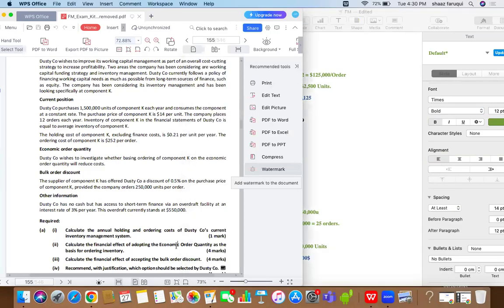Calculate the financial effect of adopting the EOQ as the basis. So we save money. So the financial effect is what? The financial effect is that we save about 4,000 rupees. Let me check the exact amount.